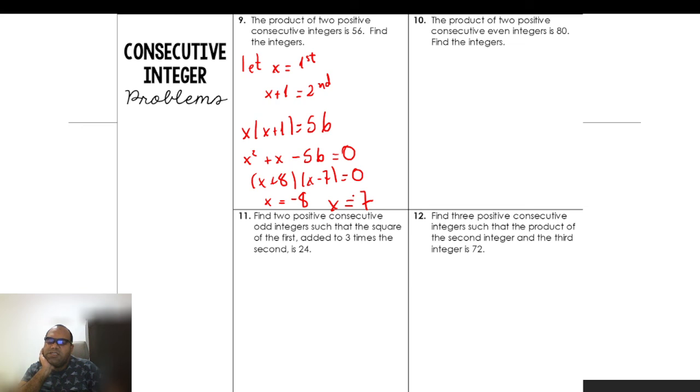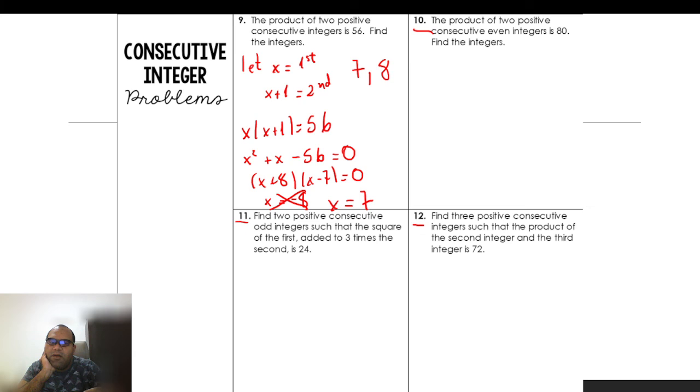Who is the first number? 7. Who is the second one? 8. What about negative 8? I don't have negative numbers. Remember, guys, I don't use them. But I know 7 is the first number and 8 is the second. Nice. Guys, up to you now. Solve 10, 11, and 12. Pause the video, take 10 minutes to solve these. If you need any help, let me know.